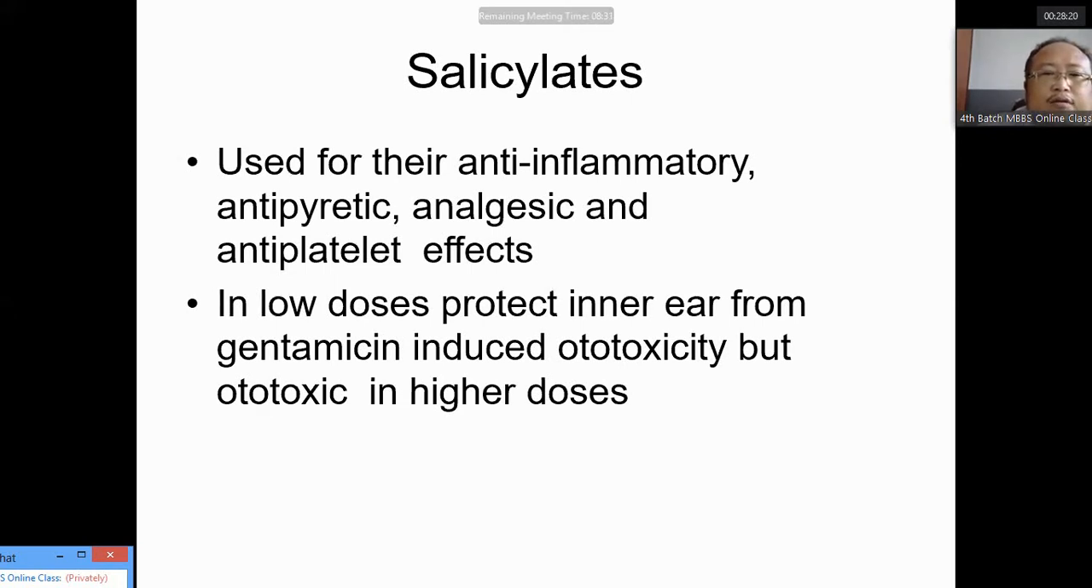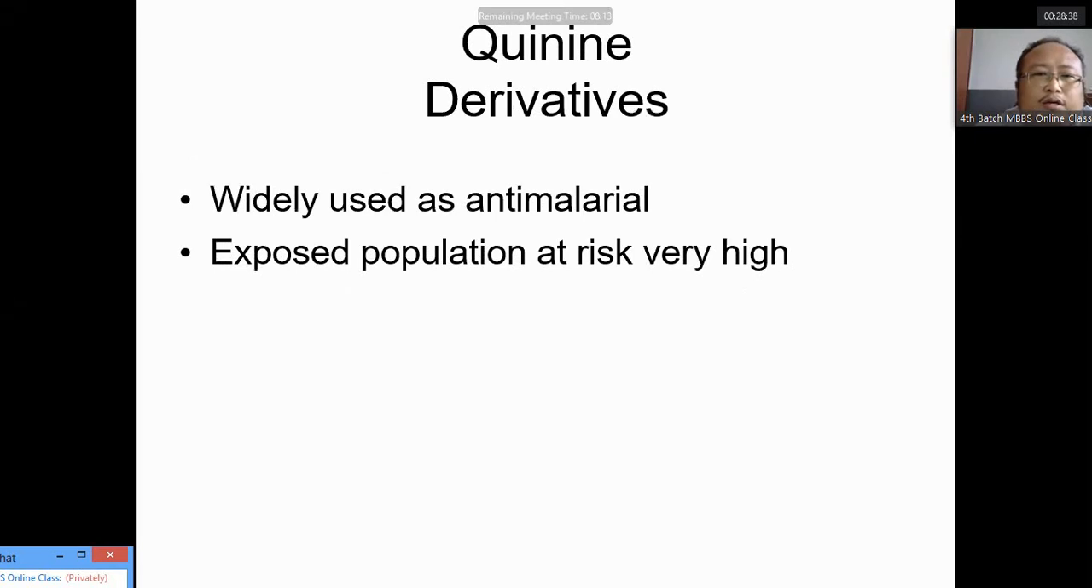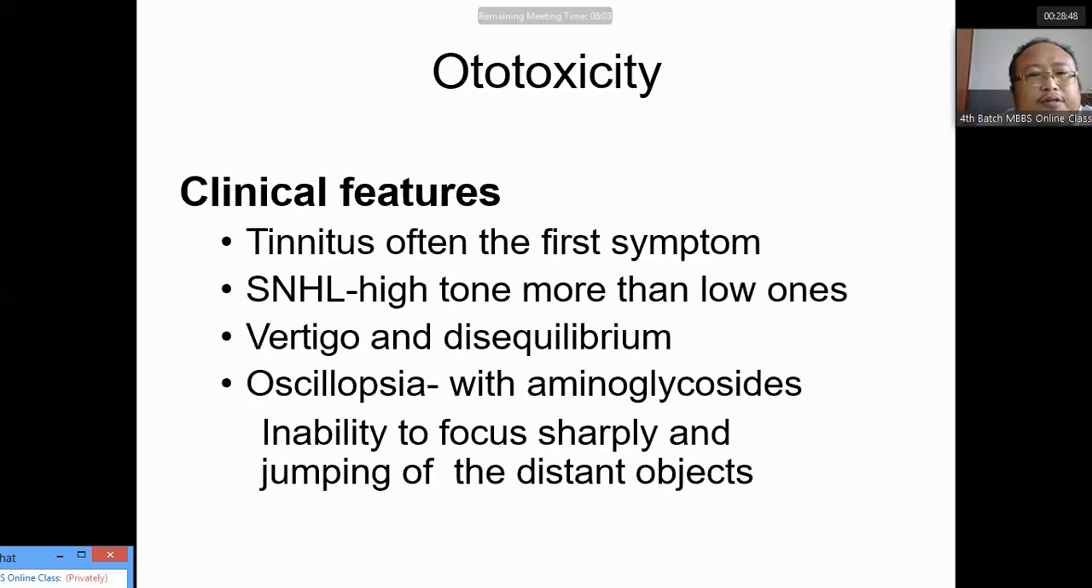Salicylates, which are used as anti-inflammatory, antipyretic, anti-platelet, and analgesics, are ototoxic in higher doses. When given in higher doses for a long period of time, they might cause ototoxicity. Quinine derivatives, used as antimalarials, are also at high risk for development of ototoxicity.